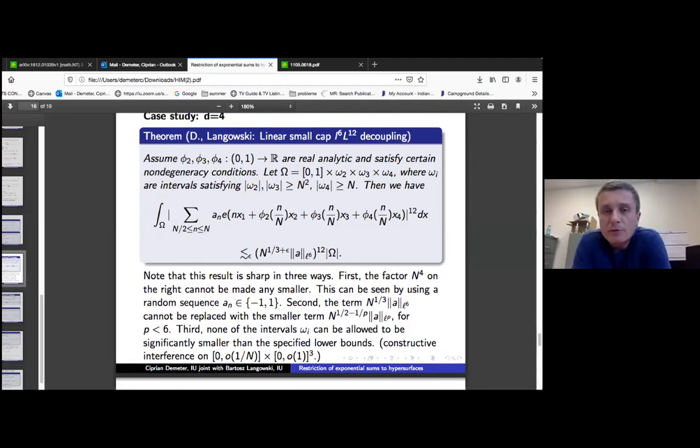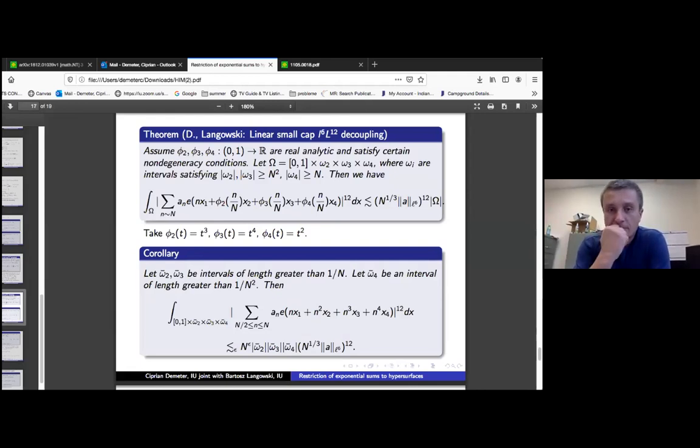And it's a very sharp result in the sense that the intervals omega I cannot be taken to be smaller. Even the little L6 coming before L12 is sharp. But okay, these are all details that I don't plan to talk about. Now, once you have such a result, I'll give you an idea about a corollary.